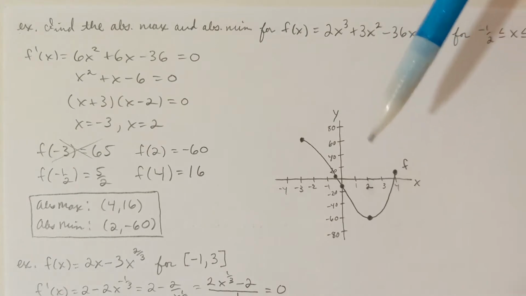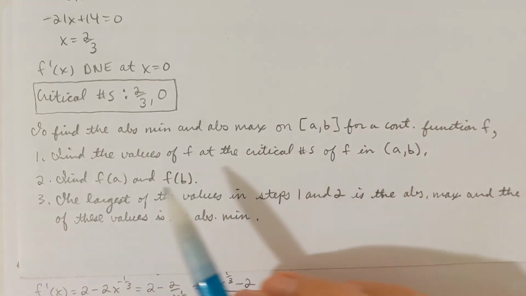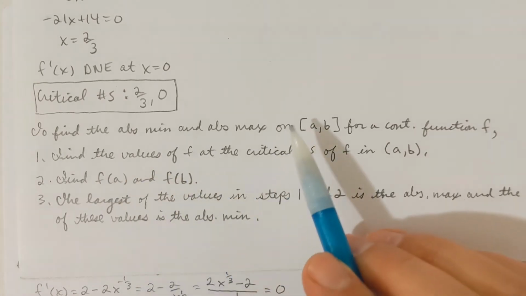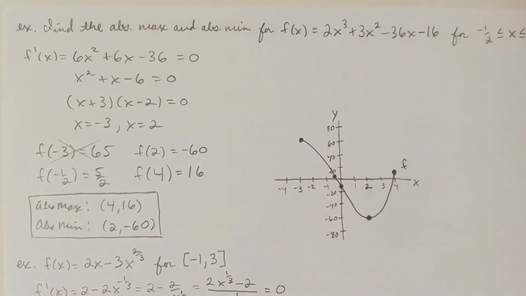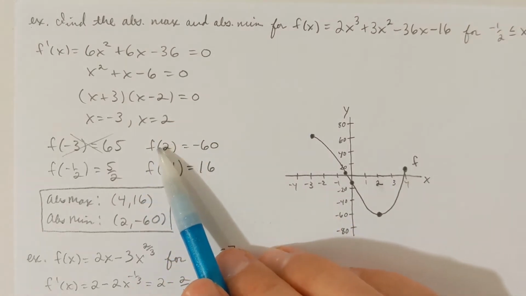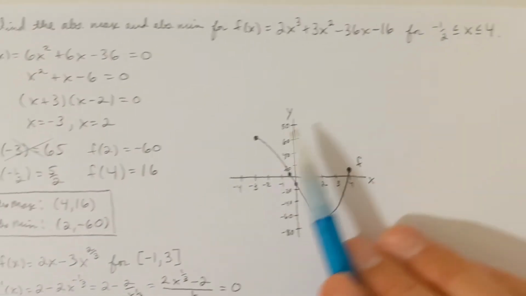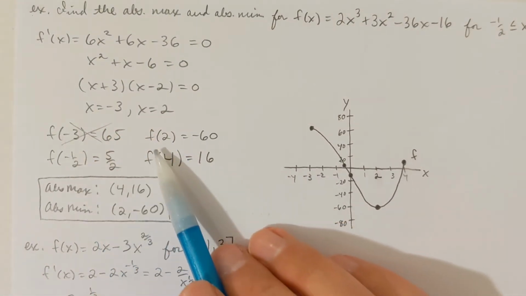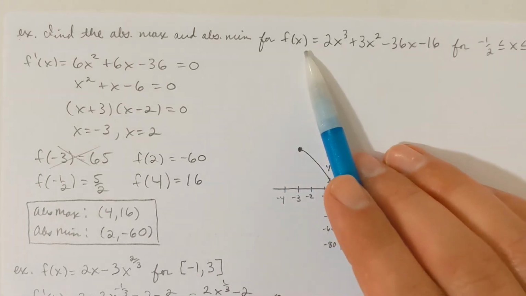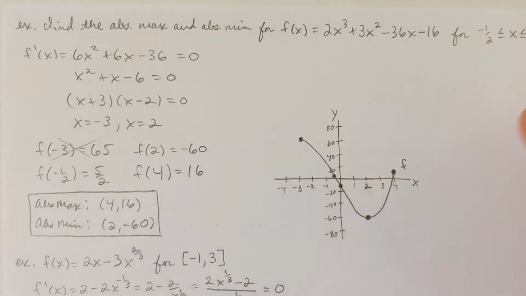All right, now I'm going to find the values of f at the critical numbers, and I'm also going to find the values at the endpoints of the interval. So my critical numbers are -3 and 2. The endpoints of the interval are where x is -1/2 and x is 4. Okay, so I've got to plug in all 4 of those values into the function, and I want to see what has the highest output and what has the lowest output.